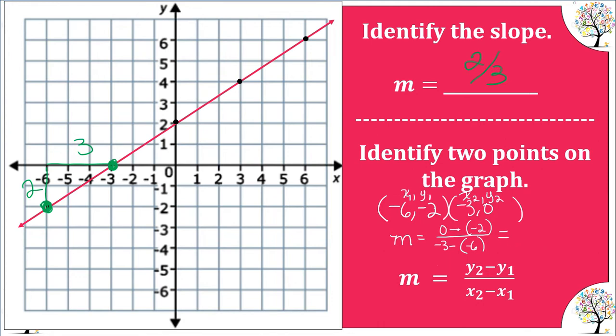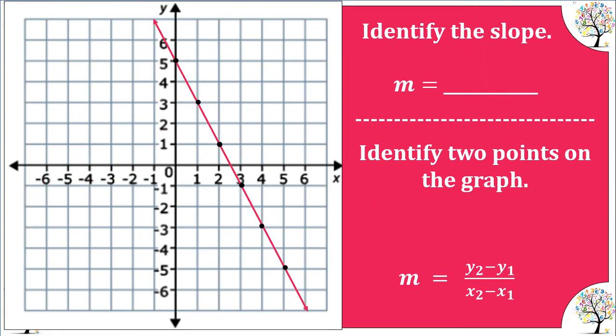So I'm going to say keep, change, change, so that's +2, and keep, change, change, that's going to be +3. And you can see that's exactly what we got on the graph, and we should have. If we had chosen points that are not that close to each other, we would have simplified to 2/3. Okay, so again, let's find the slope here.